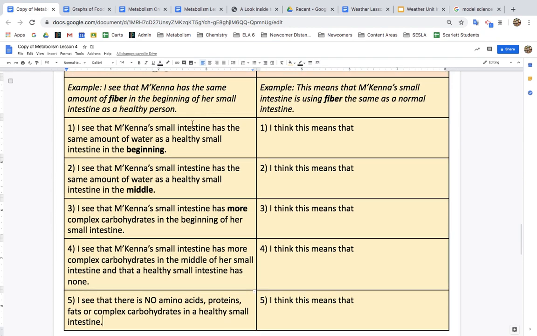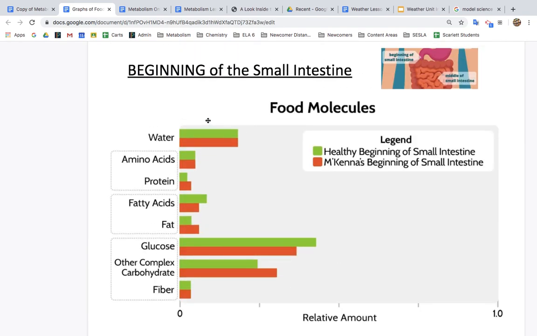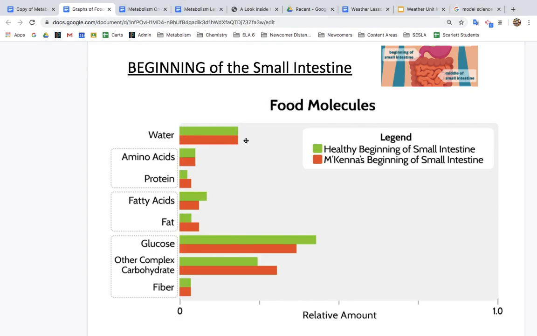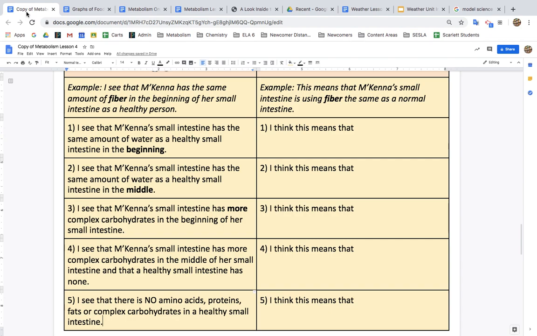Now it's time for me to write about what I think this means. So number 1, I said, I see McKenna's small intestine has the same amount of water as a healthy small intestine in the beginning. So in the beginning, we had the same amount of water. So I think this means that whatever McKenna's small intestine is doing with water is exactly what it's supposed to be doing, because the healthy small intestine is doing it too. So I'm going to say, I think this means that McKenna's small intestine is doing what it needs to do with water at the beginning, because it's exactly the same.